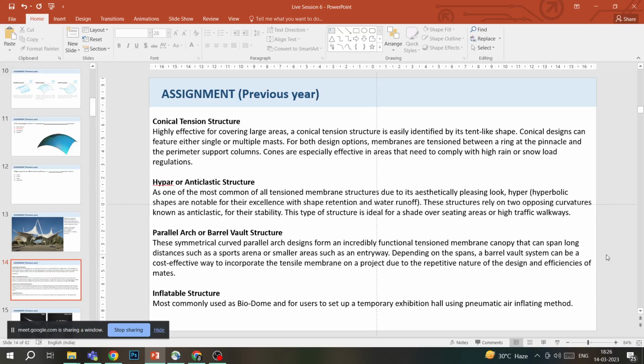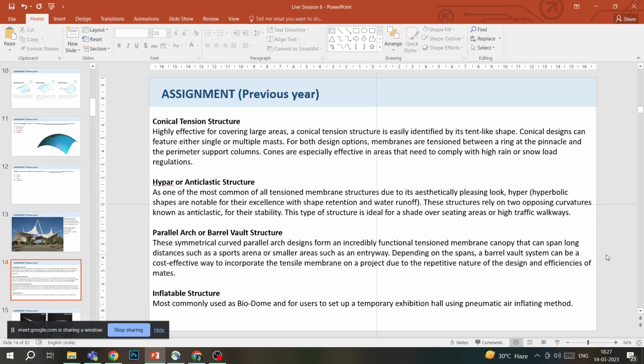Parallel arch or barrel vault structure. They're symmetrical curved parallel arch designs that form an incredibly functional tension member canopy that can span long distances such as sports arenas or smaller areas such as entryways. Depending on the spans, a barrel vault system can be a cost-effective way to incorporate the tensile member on a project due to the repetitive nature of the design and efficiencies of materials.